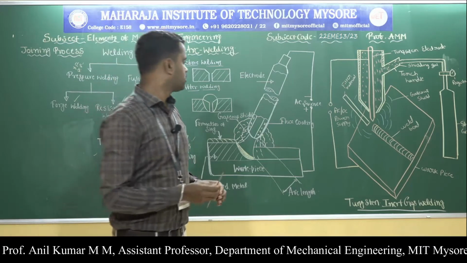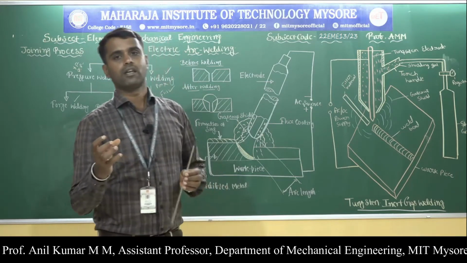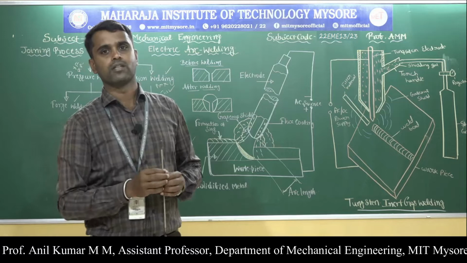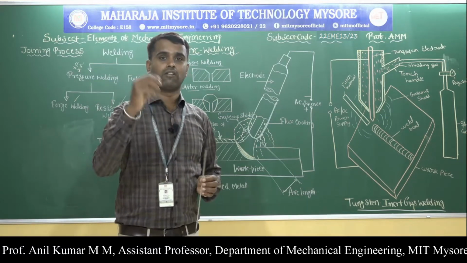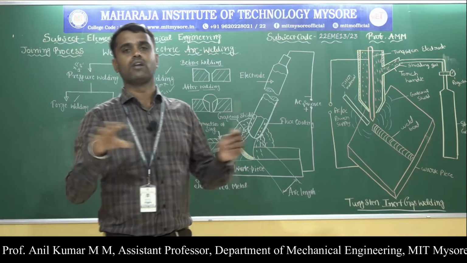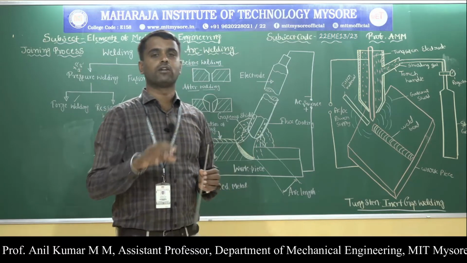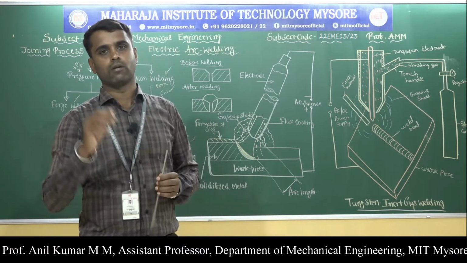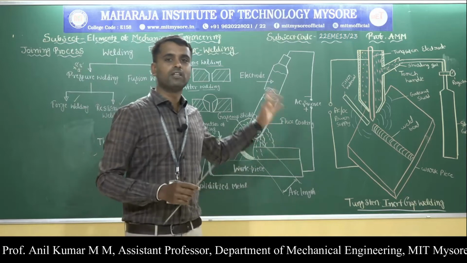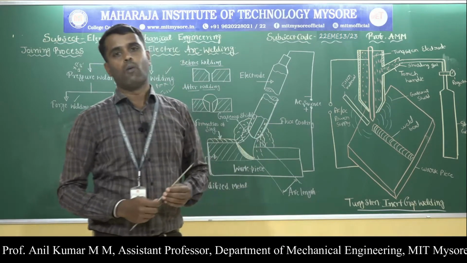And slag is a material that reacts with the impurities present on the molten metal or flux. The flux reacts with the impurities and forms the slag, and this slag floats at the top of the molten metal and also protects the molten metal from the atmosphere. These are the terms used in the welding process.